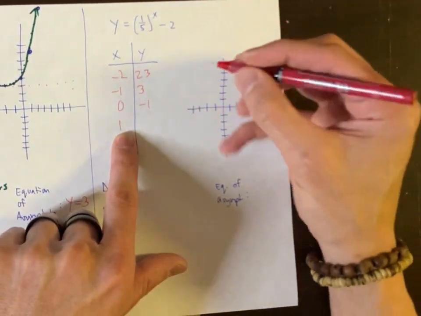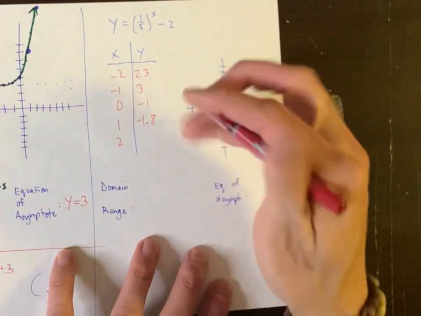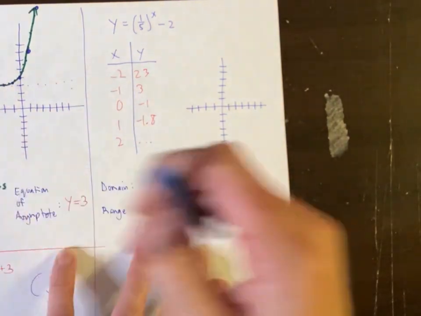If I plug this in, I'm going to get like negative 1.8. You're going to get numbers, decimals, whatever. So you're going to get some number here. Let's plot these points. But before that, let's actually graph our asymptote.